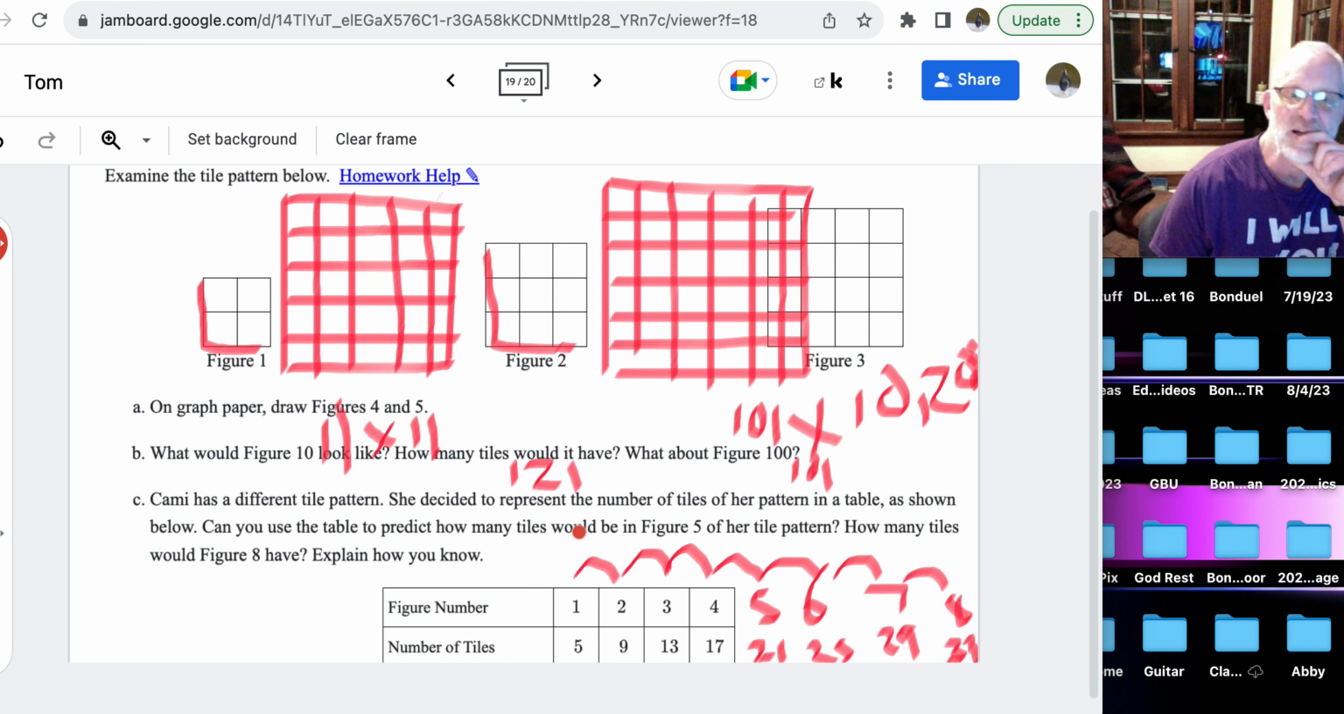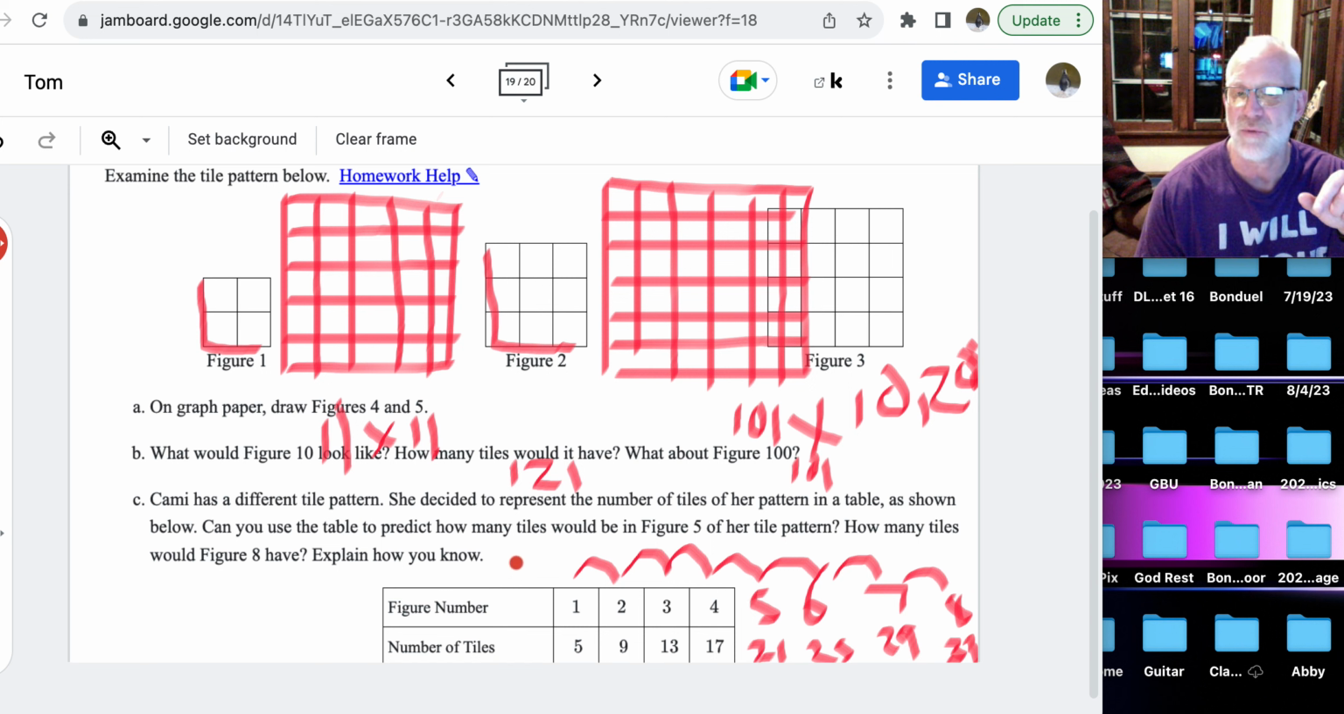And then I saw somebody, Seb, was saying, yeah, but this isn't right because what about figure 0? How many would there be in figure 0? And I said, what do you think? And he goes, well, it's got to be 0. And I said, does it? And then he's like, oh, no, it's 1.